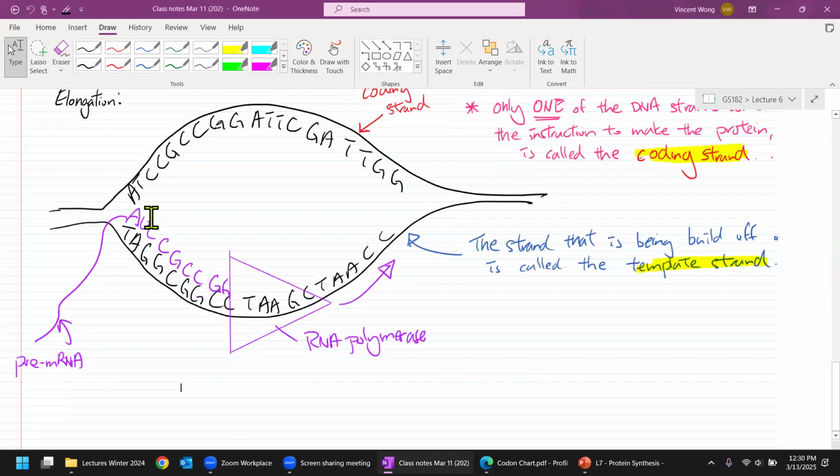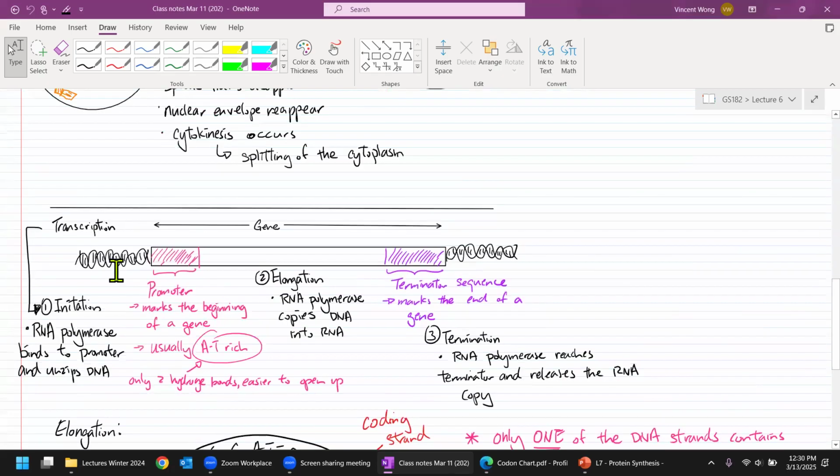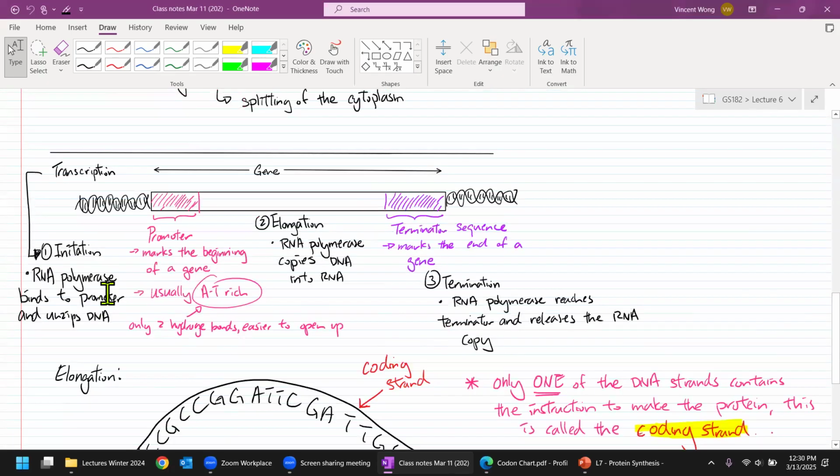Now, when you do the transcription, there are three steps. The first step is initiation, where the RNA polymerase is going to be binding to the promoter. Promoter marks the beginning of the gene, right? And it's going to unzip the DNA, and then it's going to start making copy of the DNA.